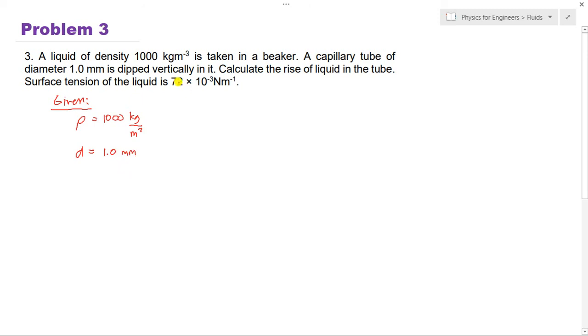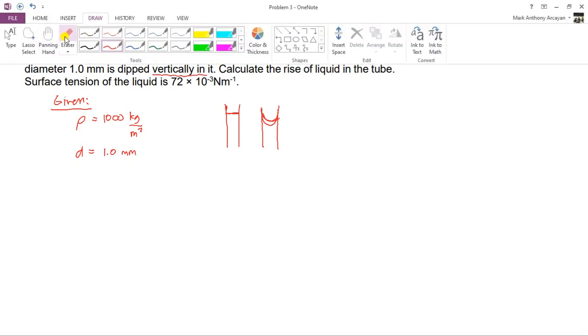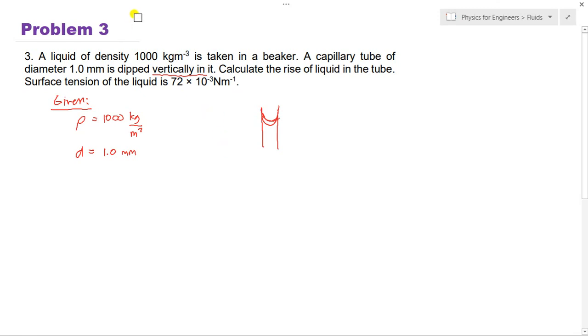And because it is dipped vertically, if this is our capillary tube, dipped vertically, the lower meniscus has a very large curvature. So the tangent to its surface approaches vertical, unlike what we derived earlier where there was a certain angle theta. Here, theta is 0.